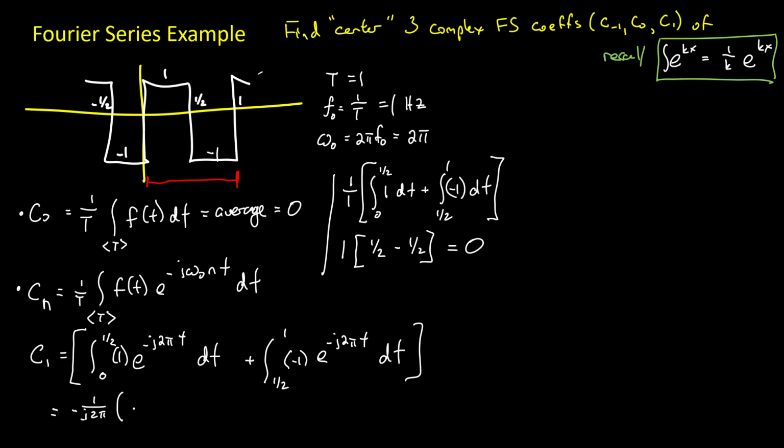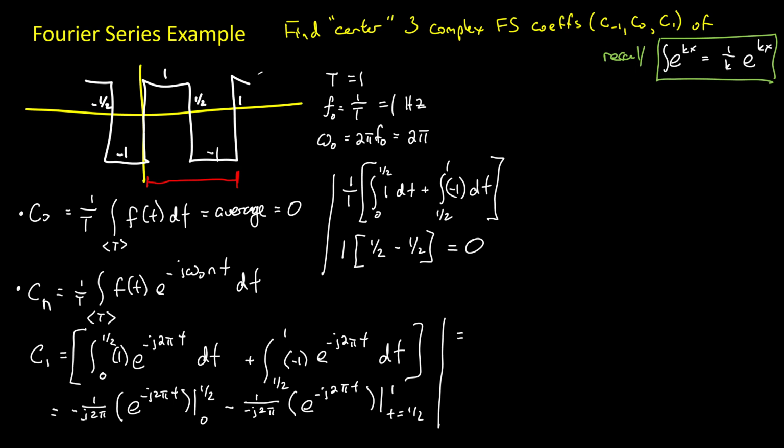And then we're going to evaluate this e to the j 2 pi t for t goes from 0 to 1/2. This minus goes outside the integral sign. We'll take 1 over this mess, which is 1 over minus j 2 pi. And then we'll evaluate what remains as t varies between 1/2 to 1. I'm going to continue that up here.